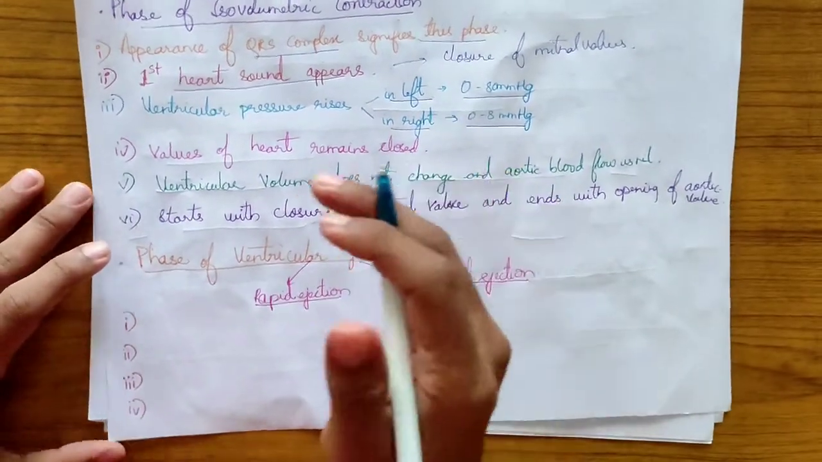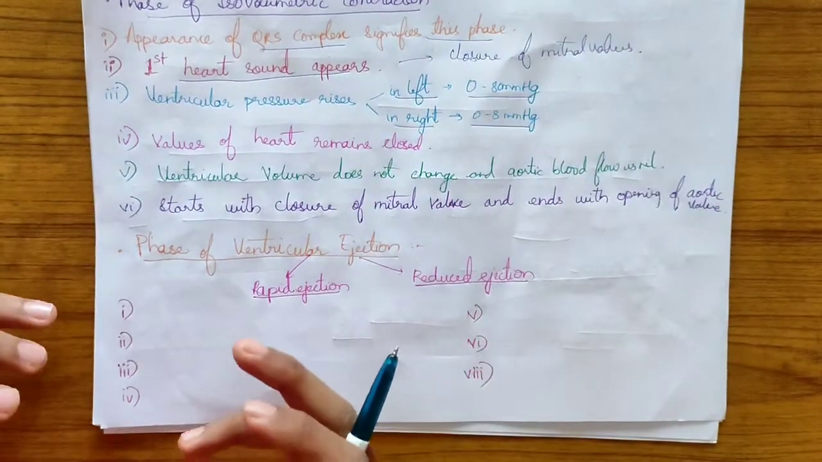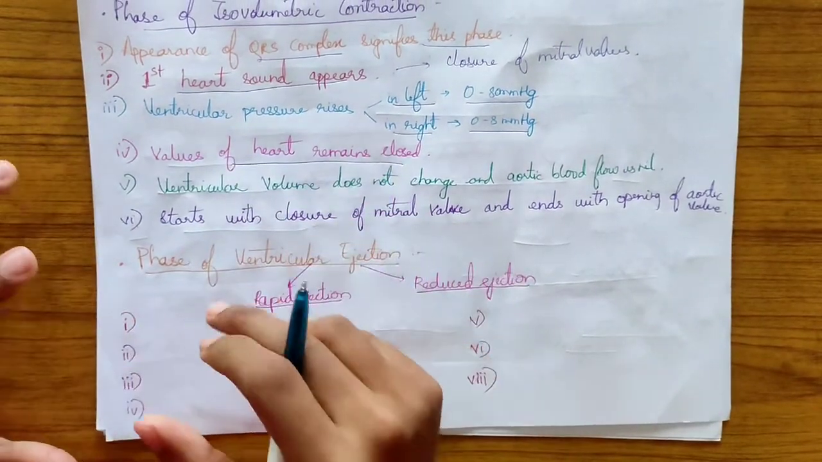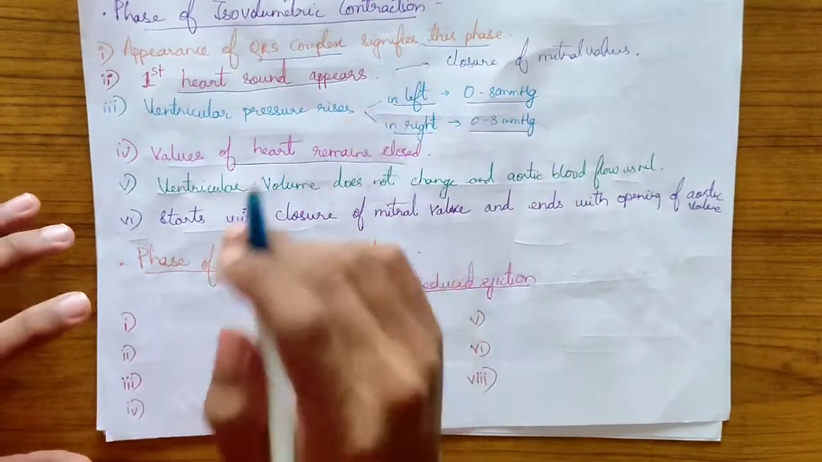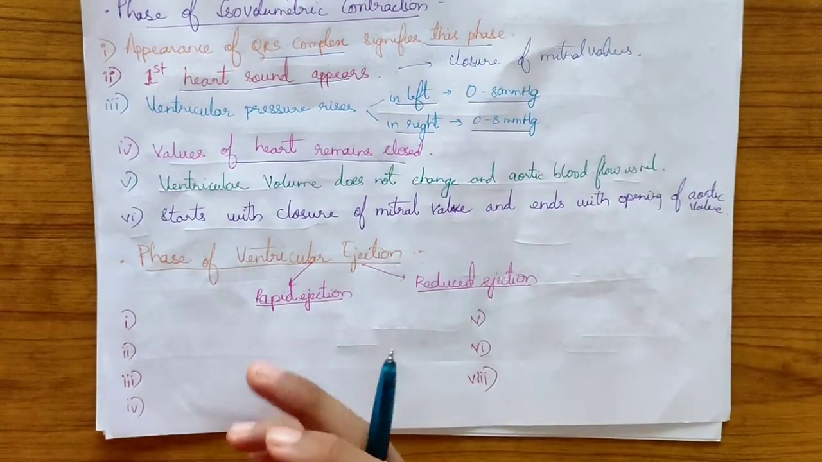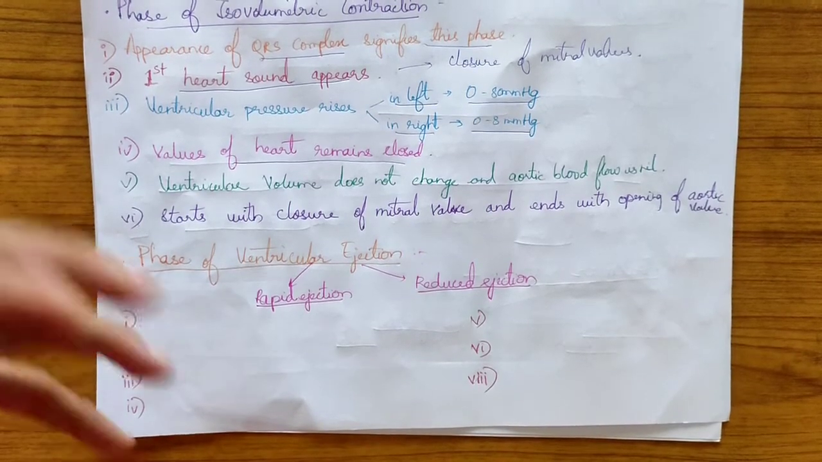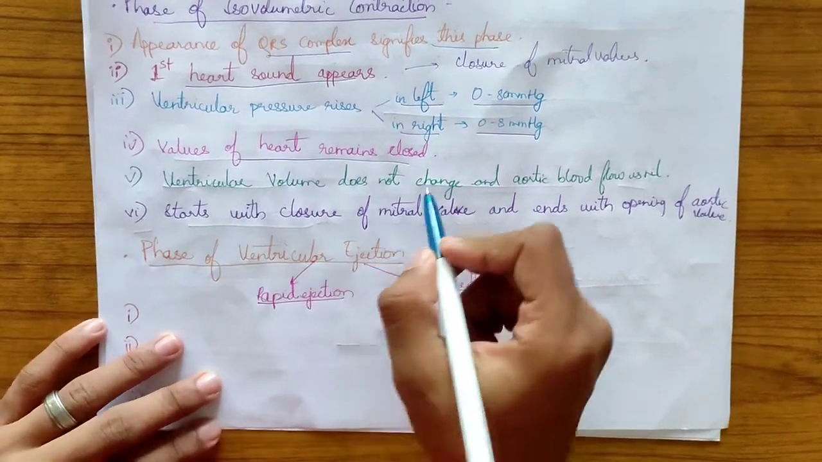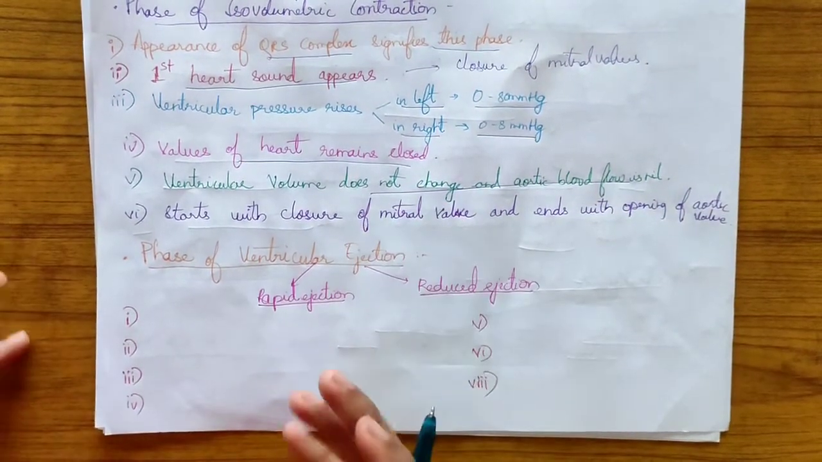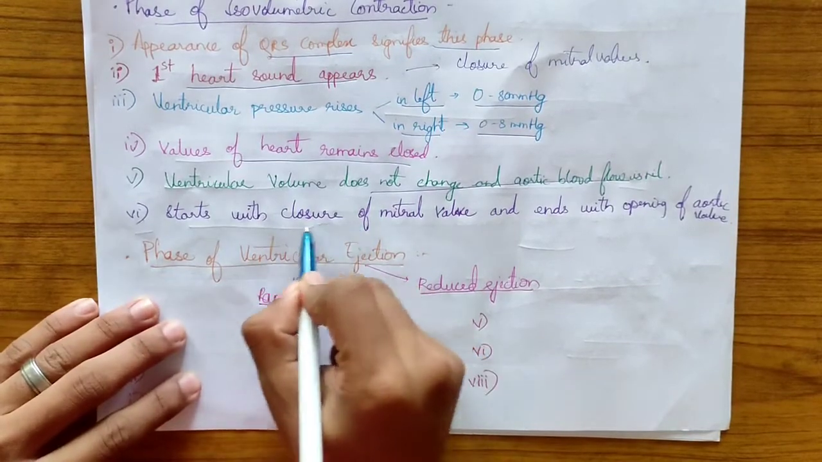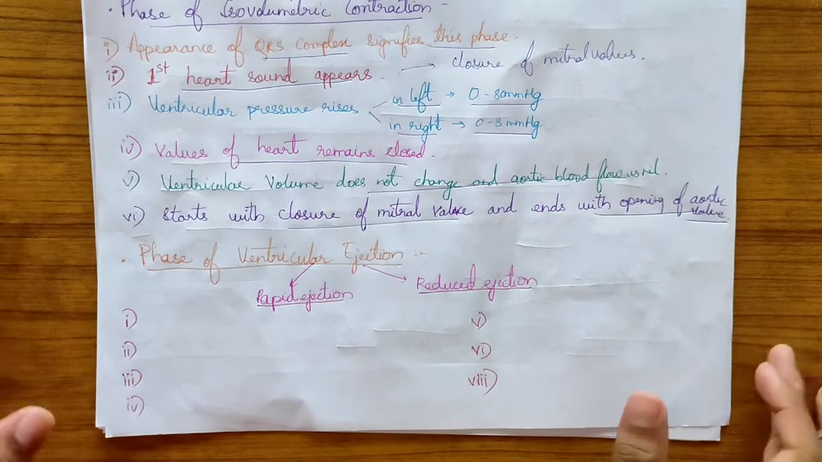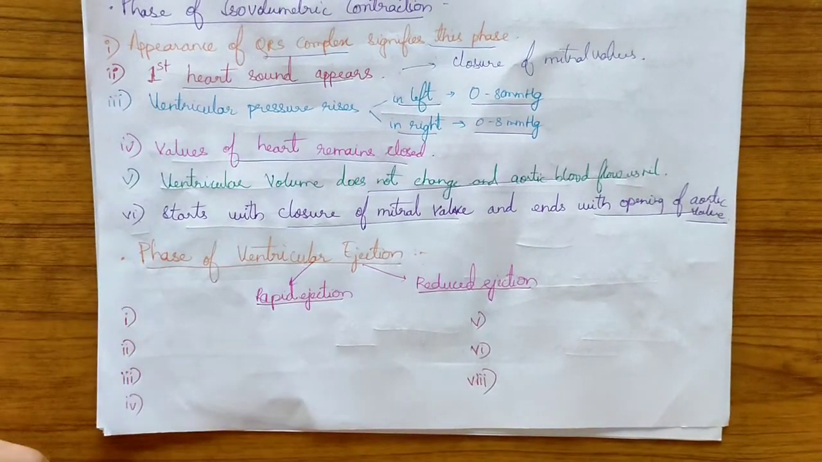In the left ventricle, the pressure increases more because the mass of the muscle of the left ventricle is more than the right ventricle. The valves of the heart remain completely closed. So all the valves are closed in this phase of contraction. Therefore it's isovolumetric contraction, because there is no exchange of blood between the ventricles and the arteries. The ventricular volume does not change and the aortic blood flow is also nil, because all the valves of the heart remain closed. It starts with the closure of the mitral valve and ends with the opening of the aortic valve. So the opening of the aortic valve marks the end of this phase of isovolumetric contraction.